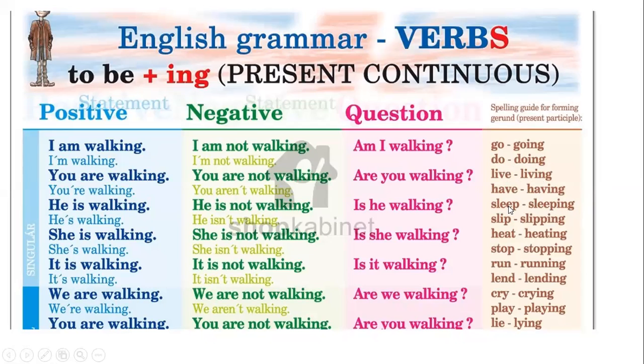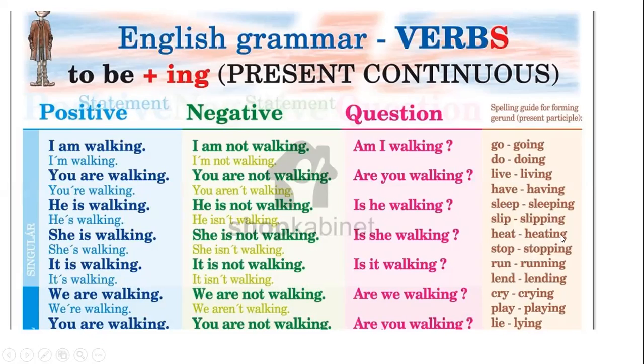In the case of sleep, simplemente nos queda igual, agregamos el ing. ¿Por qué? Porque tenemos dos vocales, two vowels. No es el caso de sleeping, ¿verdad? Sleeping, este verbo dormir, este otro es deslizar. En el caso de slip, de deslizar, ahí sí tenemos que duplicar la última consonante porque solo tenemos una vocal. Vea, es un monosílabo, only one syllable, una sílaba.